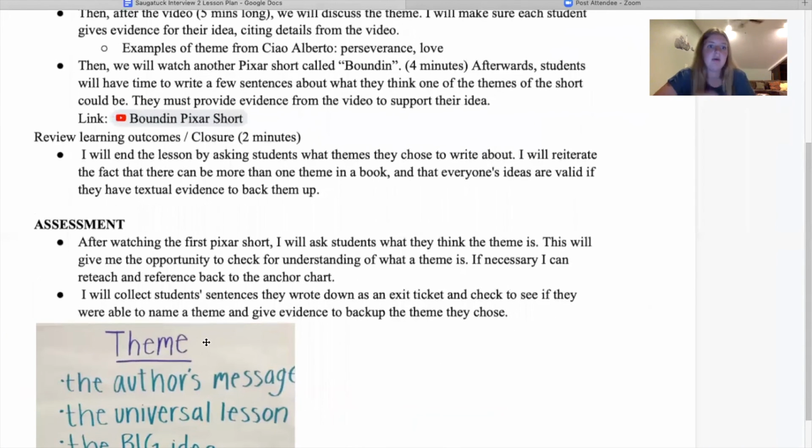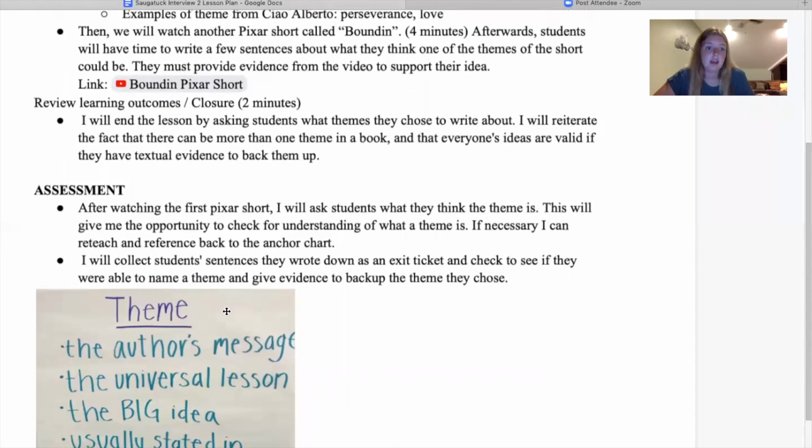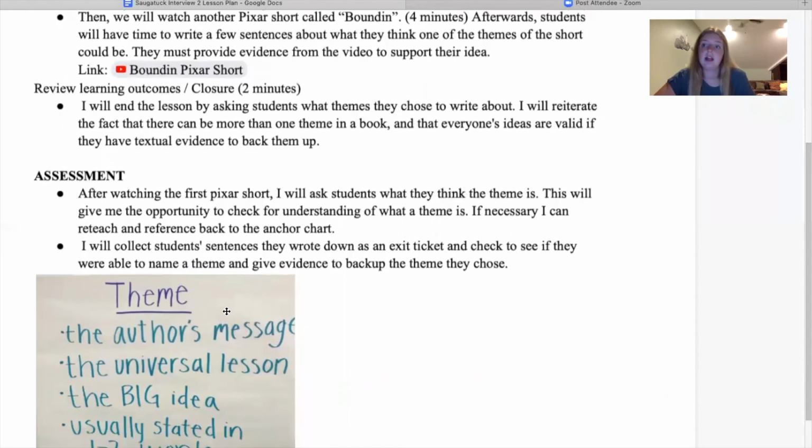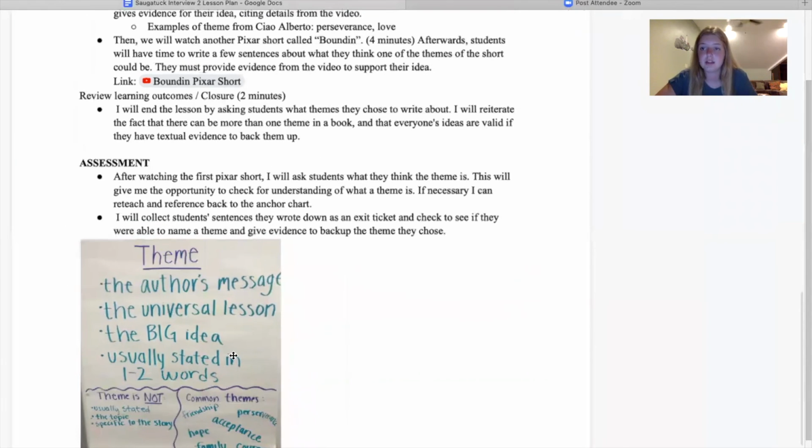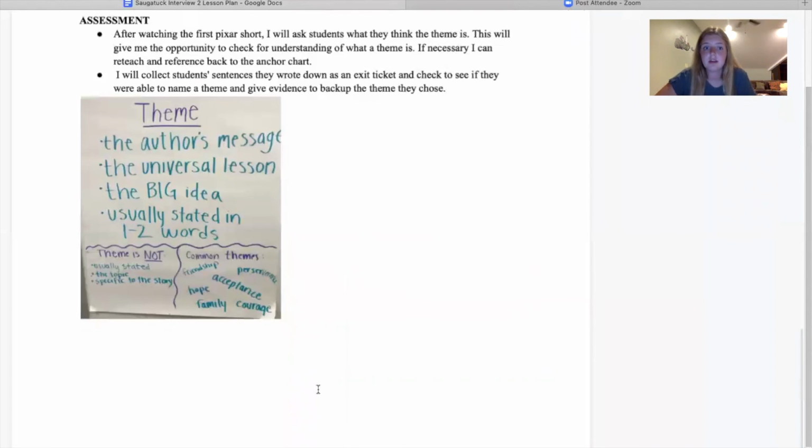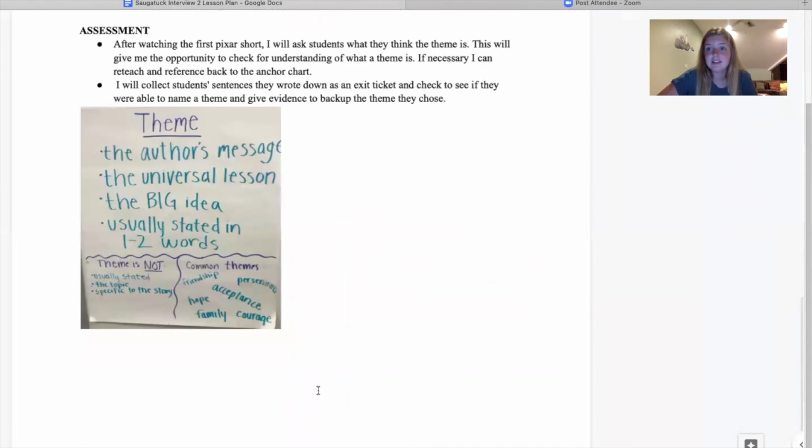Throughout the lesson, I would be assessing the students by asking what they thought the theme was. I could always refer back to the anchor chart if I thought I needed to reteach at any point. I also would collect their sentences as a formative assessment or an exit ticket at the end so that I could see if they had met the objectives. So that is my lesson.